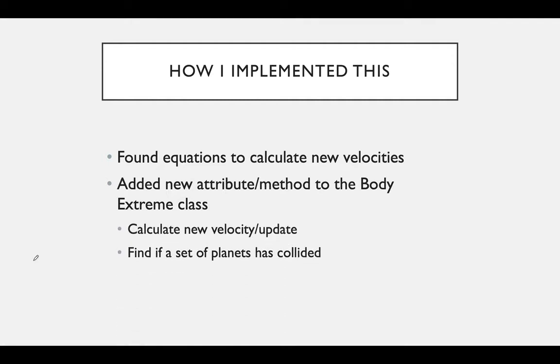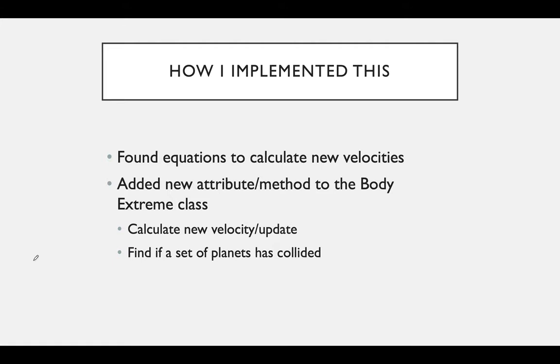So for example, one of my methods calculates the new velocity and updates them. It updates the position so that the planets don't collide again, because that's the way my code works. If you update it, then it will prevent the program from calculating the collision again, which is what I want.